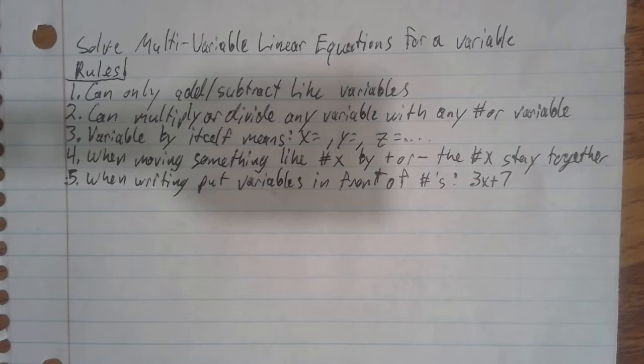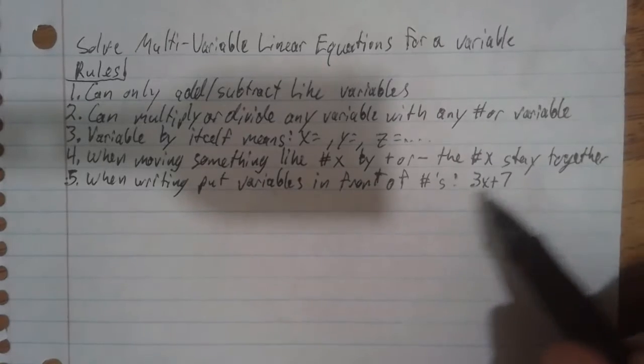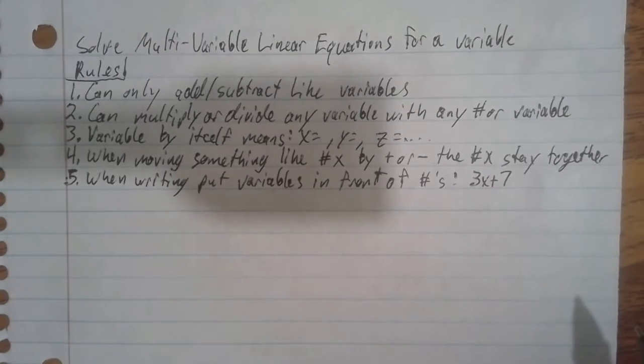And we need to remember that when we move something that's a number by X, by addition or subtraction, the number and the X stay together. We don't just subtract the number. We subtract the number and the X. And when we write, we want to put the variables in front of our numbers. So we want this to say 3x plus 7, not 7 plus 3x.